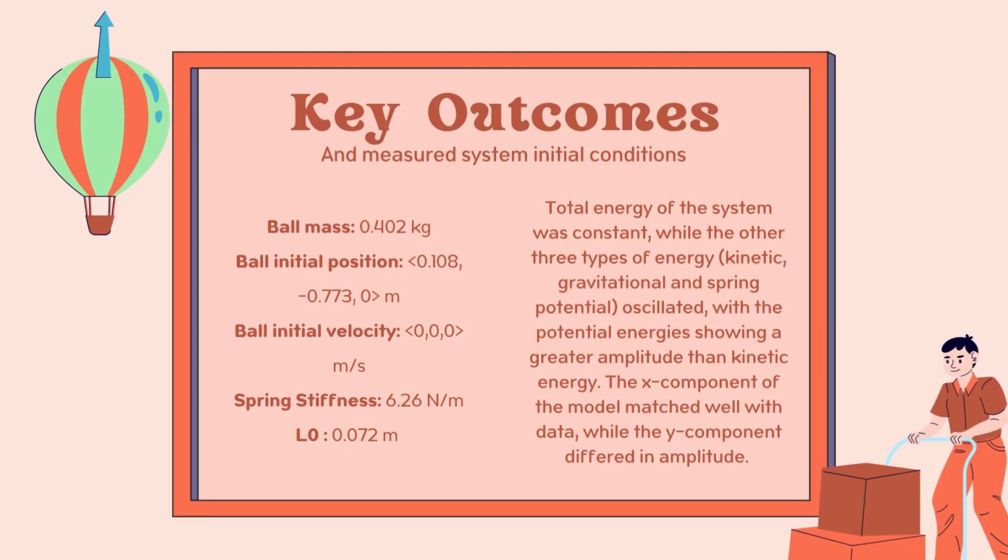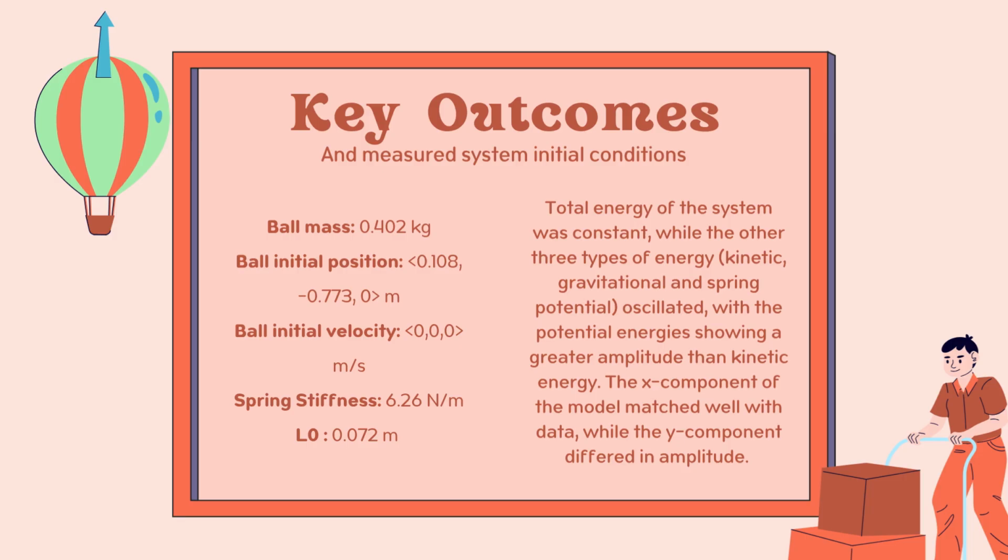The ball mass was given to be 0.402 kilograms. The ball's initial position was measured to be 0.108, negative 0.773, 0 meters, and the ball was considered to have started from rest. Calculation-wise, the spring stiffness was found to be 6.26 newtons per meter, and the relaxed length of the spring was considered to be 0.072 meters.